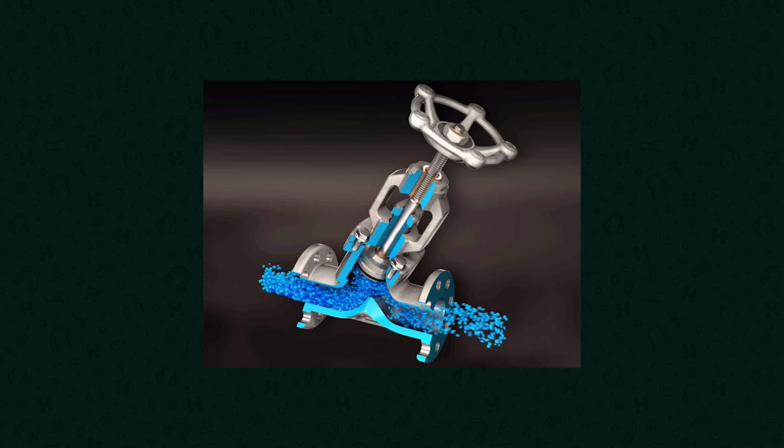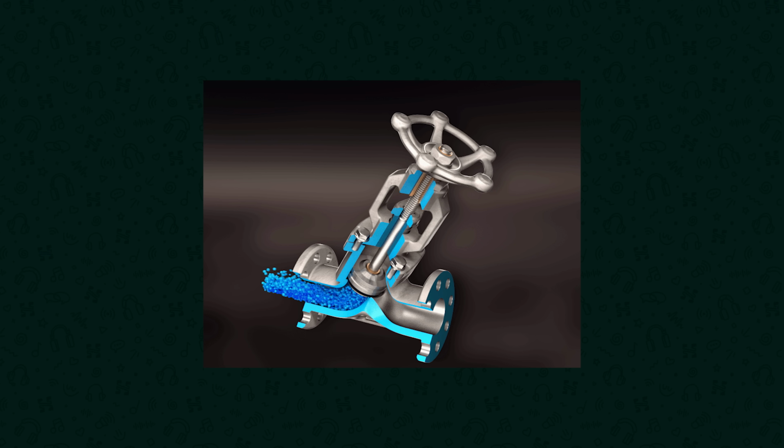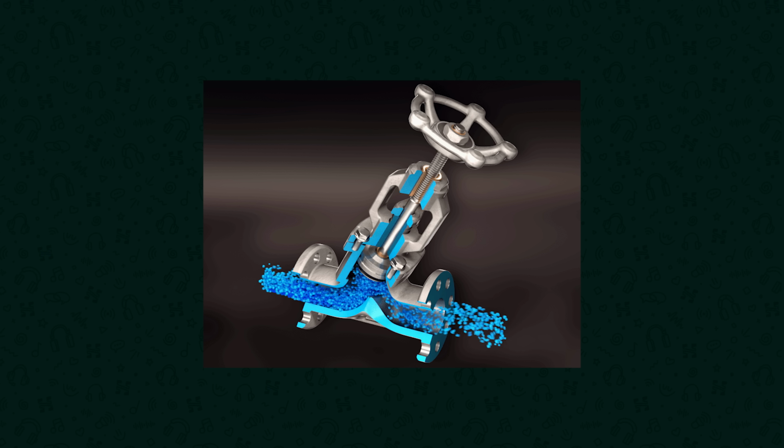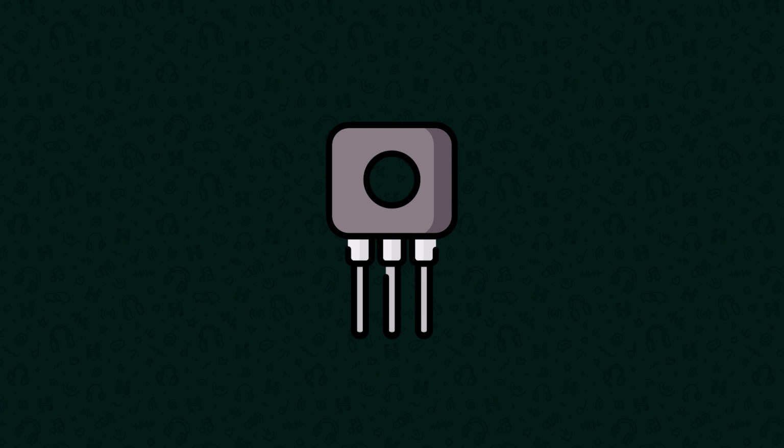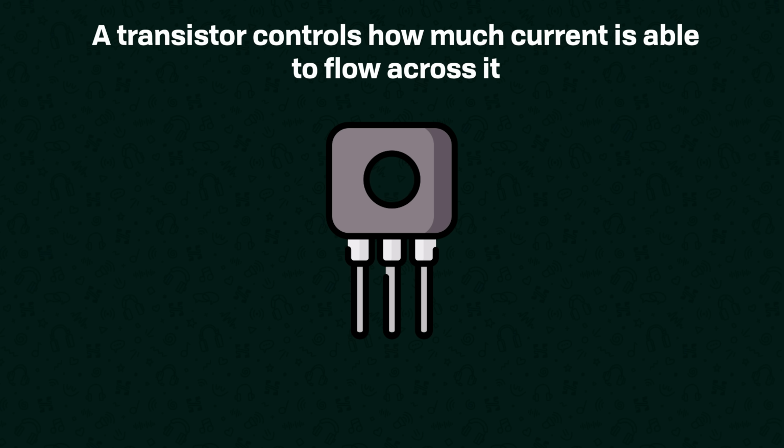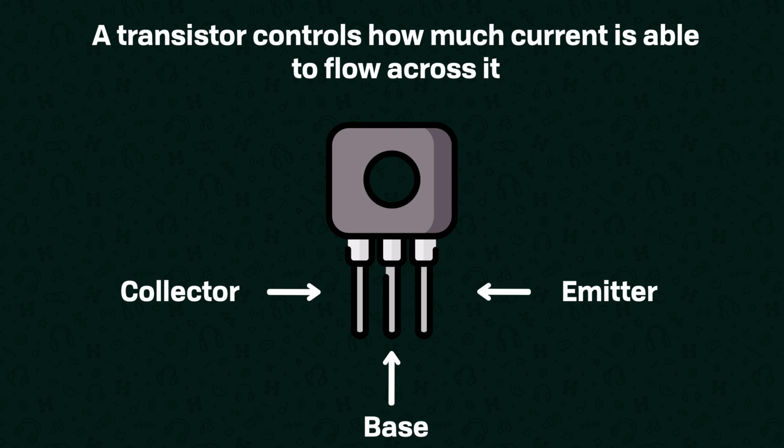This device allows water to pass through unrestricted when open, but when turned, needing only a small amount of force to do so, it can slow or completely stop the water. The transistor is the electrical equivalent of a valve, allowing you to control the amount of current flowing across two of its terminals, the collector and the emitter, by varying the current to its third terminal, the base.